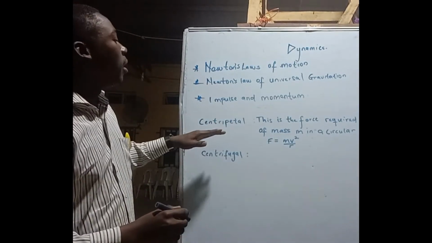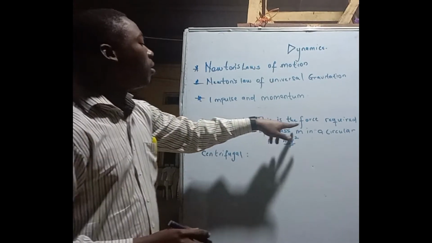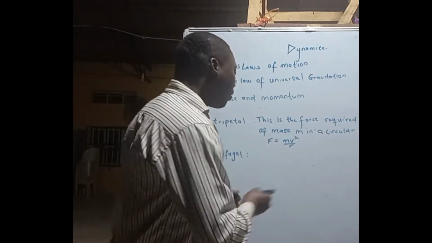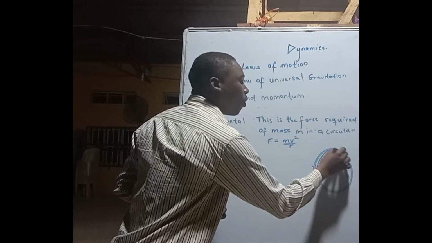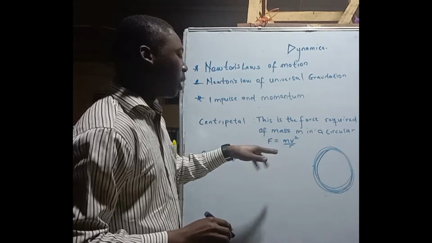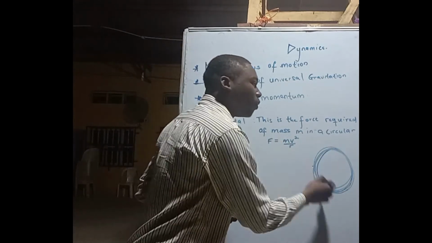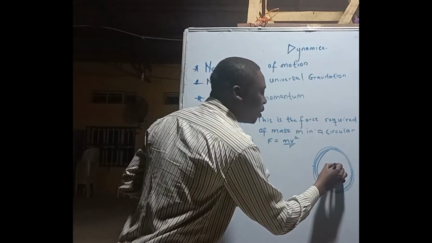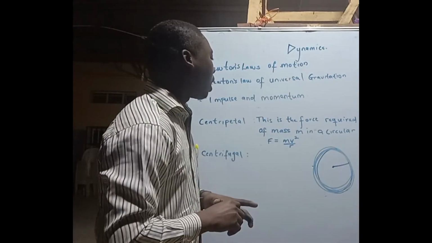Now let's move to the next section. Briefly, let me explain centripetal and centrifugal force. Centripetal force is the force required to keep an object of mass m in a circular path. That means when you have an object moving in a circular path continuously, the force keeping it moving in that circular path is called centripetal force, and the force is given as mv squared over r, where m is the mass of the object, v is the velocity at which the object is moving, and r is the radius from the object to the center of this circular path.